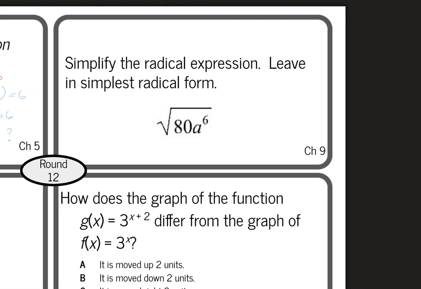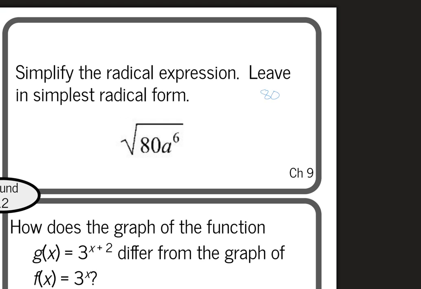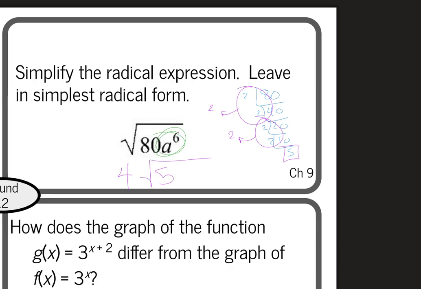Simplify the radical expression. Leave it in the simplest radical form. So we're going to take 80. That's 2 times 40. That's 2 times 20. 2 times 10. 2 times 5. We're looking for perfect squares, also known as couples. Couples go out. 1, 2 goes out. Another 2 goes out. That means 4 is out. And this 5 stays home. And then this is 3 perfect squares, so a cubed is on the outside.